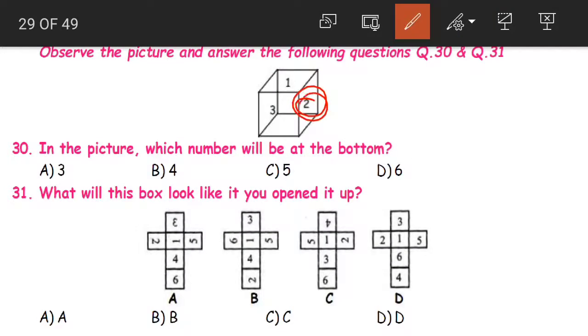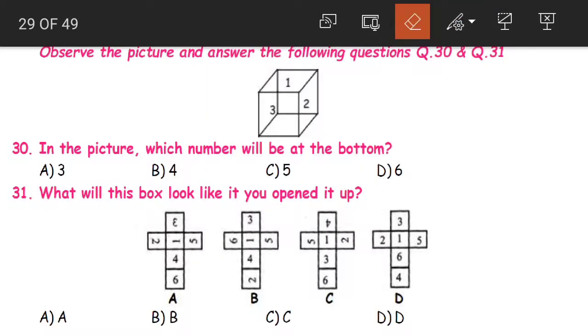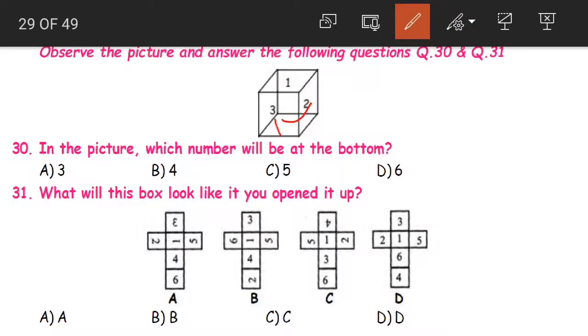Understood? See here, this side is 2. So then 3, then we have 4, then 5 will go at the back and at the bottom we'll have 6. It's like a round. It moves in rounds. See, from 2 to 3, 3 to 4, 4 to 5 and 6 at the bottom. Is this clear, children?